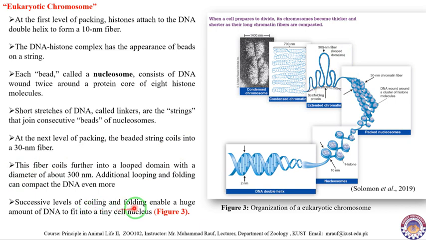Successive levels of coiling and folding enable a huge amount of DNA to fit into a tiny nucleus, just like we discussed earlier, that the eukaryotic nucleus is 5 to 10 micrometer and it houses a DNA molecule which is 250,000 times greater than its diameter. So this is because of several levels of coiling and twisting, which makes it possible.